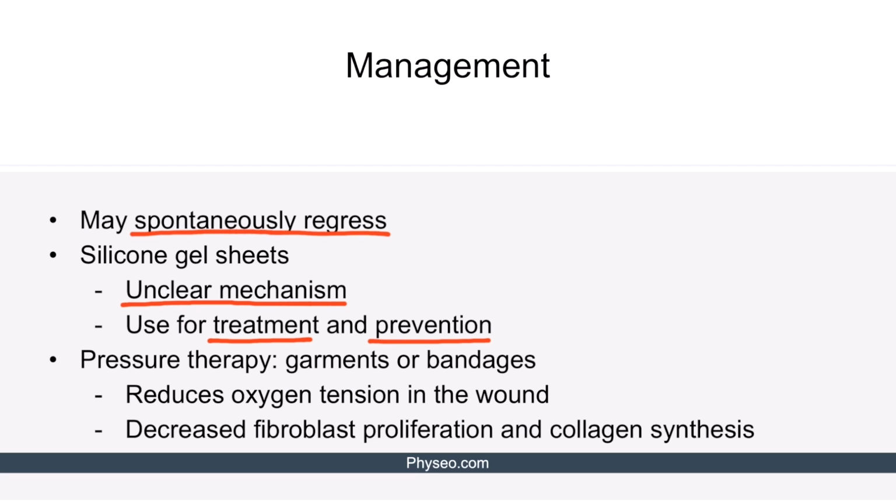So this can take the form of pressure garments, like something to press against the scar, bandages, or any other device that can keep pressure on the scar. So the idea here is that this pressure leads to reduced oxygen tension in the wound, and that results in decreased fibroblast proliferation and decreased collagen synthesis. So that should in turn decrease the size and how apparent that hypertrophic scar is.